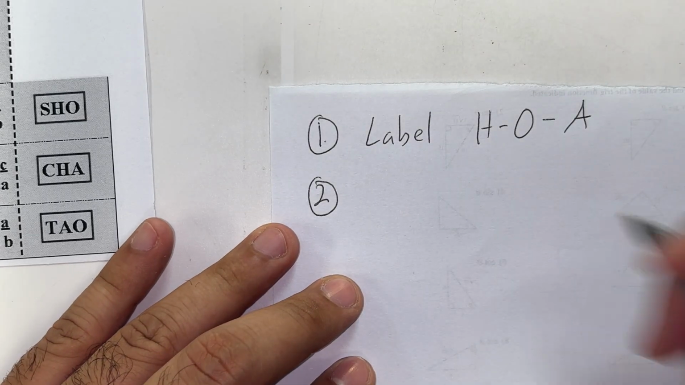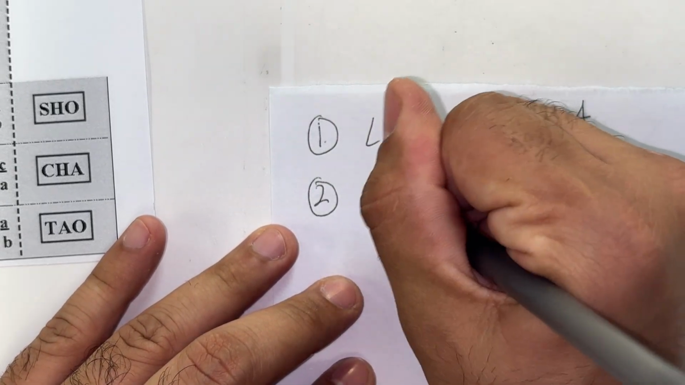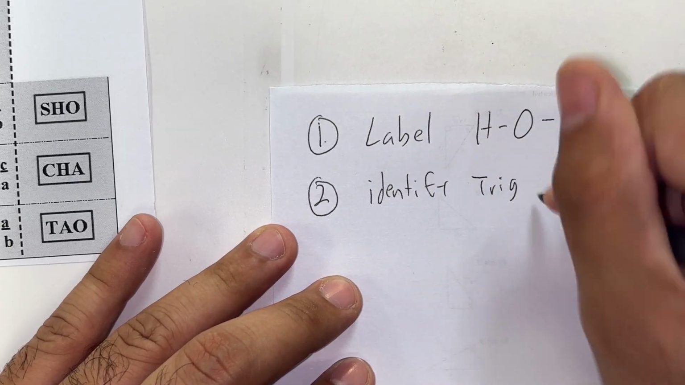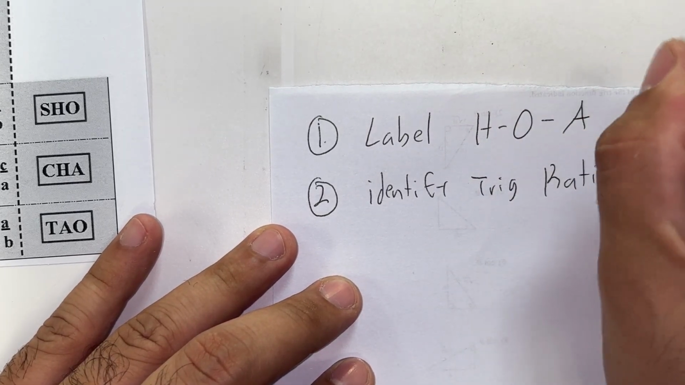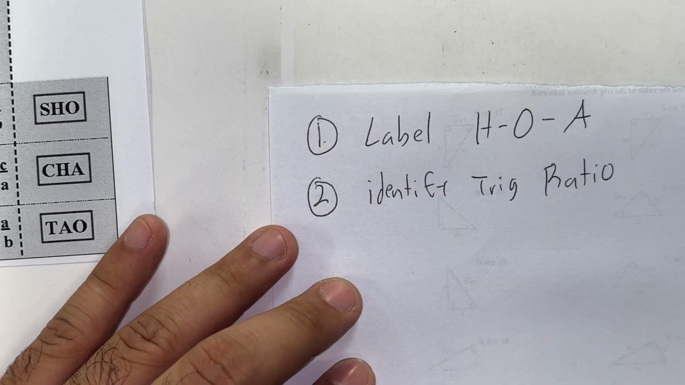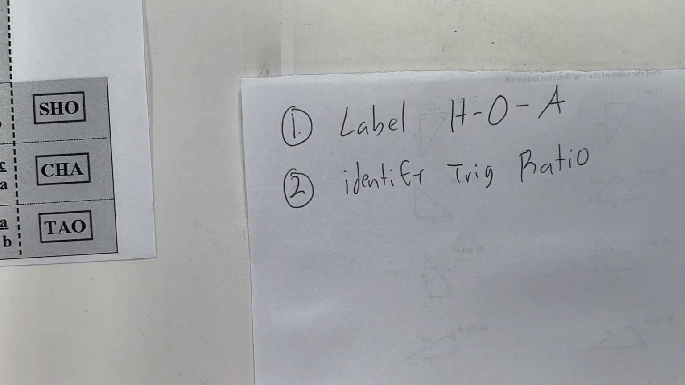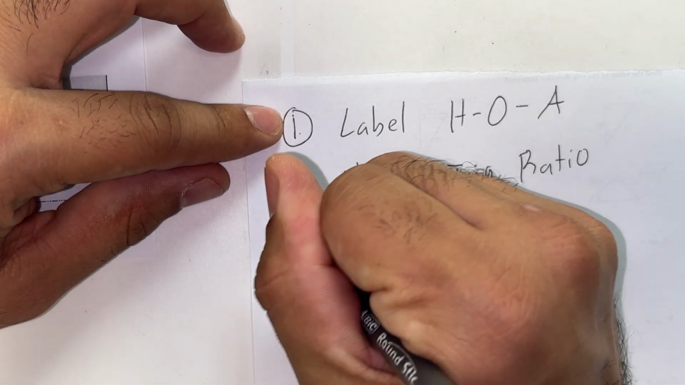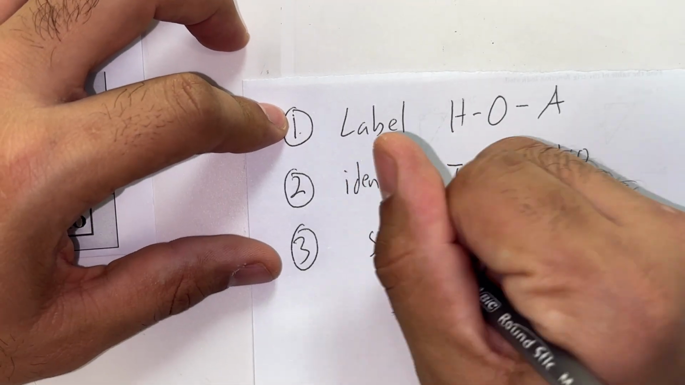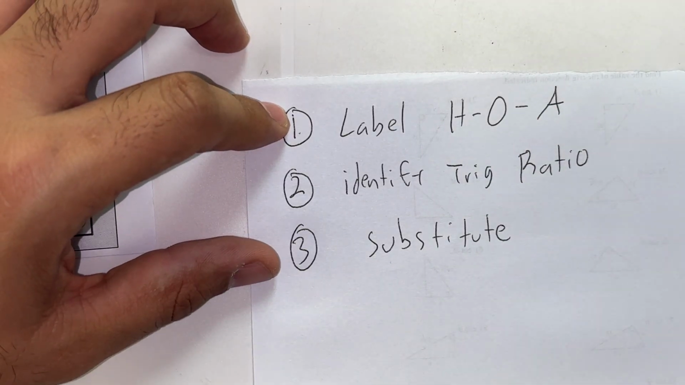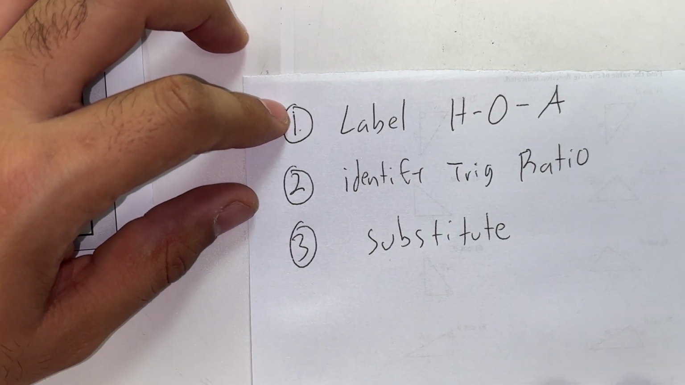Step number 2 is going to be to identify the trig ratio. Once we know which trig ratio we're using out of the 6, then we will be able to write our trig ratio. And then step number 3 is just going to be to substitute our values for h, o, and a. These are the 3 main steps.